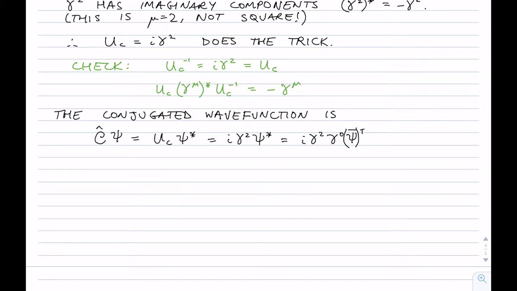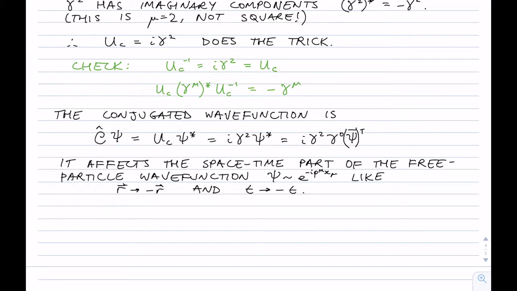So we need to transpose it back to a column vector because otherwise psi bar is a row vector. Okay, so that last bit's not super useful for you guys, but it's often written like this, so it's best that you see it. So the conjugation affects the space-time part of the free particle wave function by taking r to minus r and t to minus t. Now would be a good time to go and apply your charge conjugation to the spin-up positive energy wave function, just like we did for parity. So you should go and try that now, pause the video, and see what that looks like in terms of the other free particle wave functions.